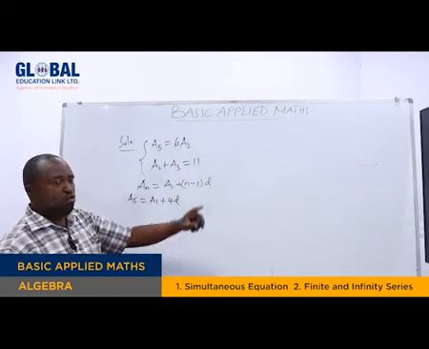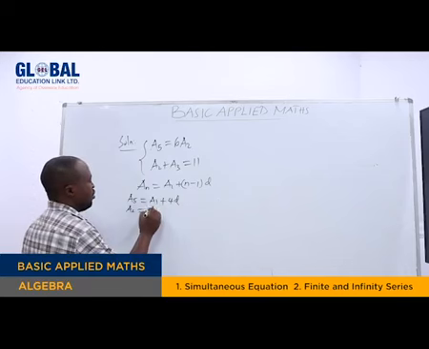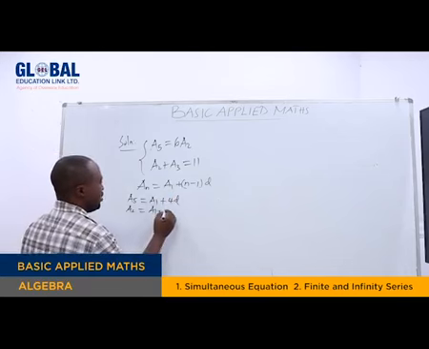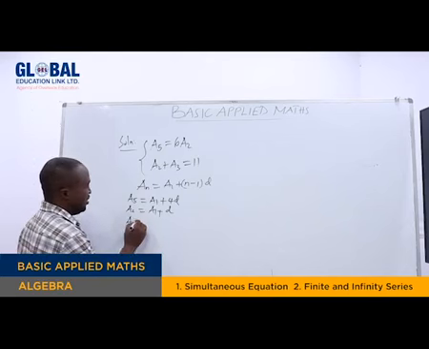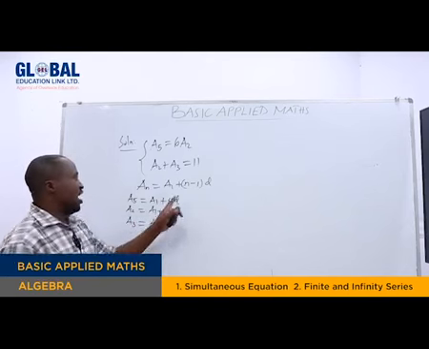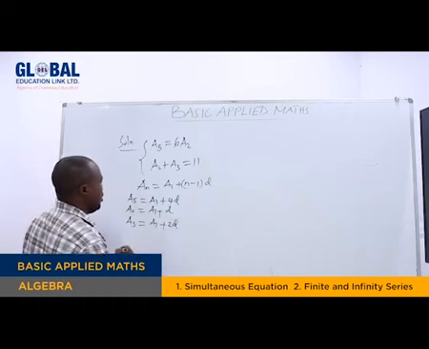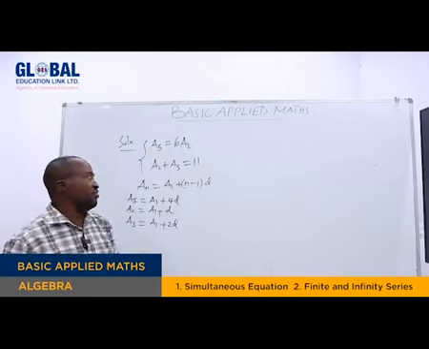Again we have a2, so a2 will be equal to a1 plus, remember n is 2, 2 minus 1, that is 1 times d, we have d. But again we have a3, so a3 is equal to a1 plus, our n this time is 3, so 3 minus 1, that is 2d. Now let us substitute in our equation.